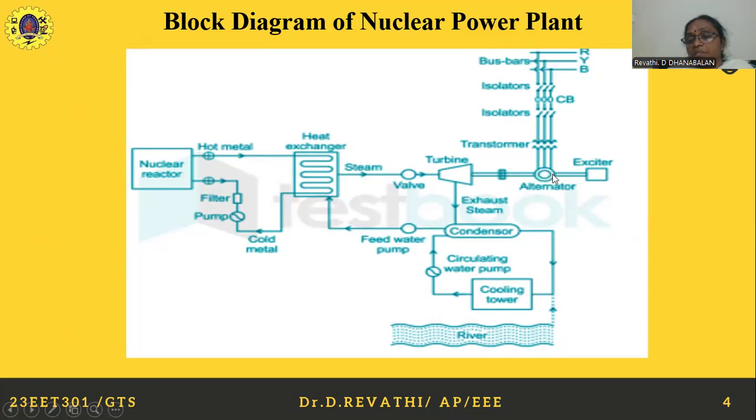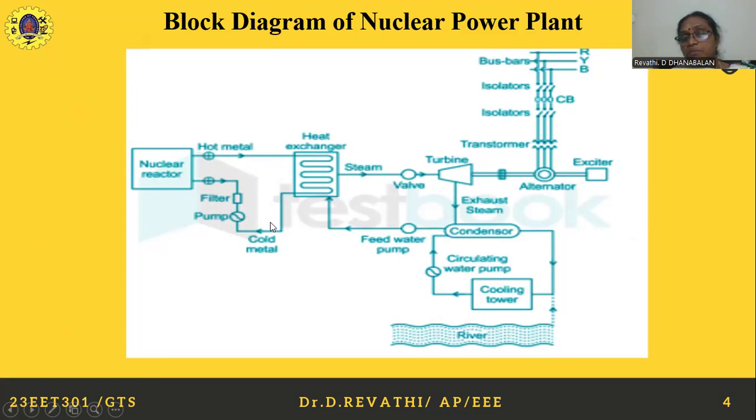Based on this mechanical energy, it is converted into electrical energy. The remaining part, you know, is the transmission line, which consists of a transformer, isolators, and bus bars, and there is also an exciter. Now, from the heat exchanger, the remaining water is fed to the nuclear reactor. The nuclear reactor also consists of a number of tubes, and it creates a huge amount of heat. To cool it, the remaining water flows to the nuclear reactor.